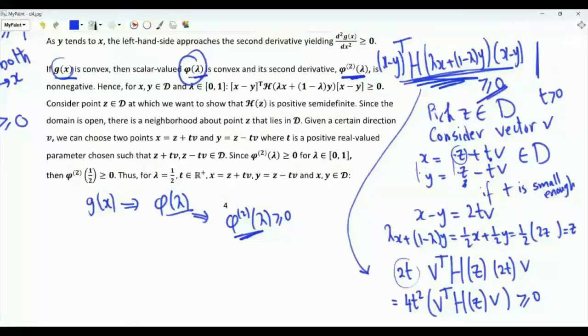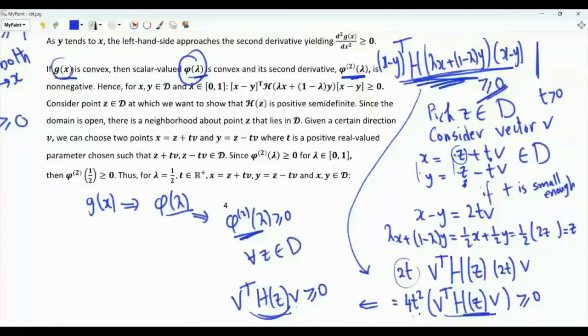Making these choices for lambda, x, and y, we obtained that 4t squared times this quadratic form is non-negative. If we divide both sides by 4t squared, we get that v transpose H of z v is greater than or equal to 0. This is true for every z in the domain and for every arbitrary vector v. This is exactly the definition of a positive semi-definite matrix. Our conclusion is that if function g is a convex function, the Hessian matrix is positive semi-definite at any point in the domain of function g.